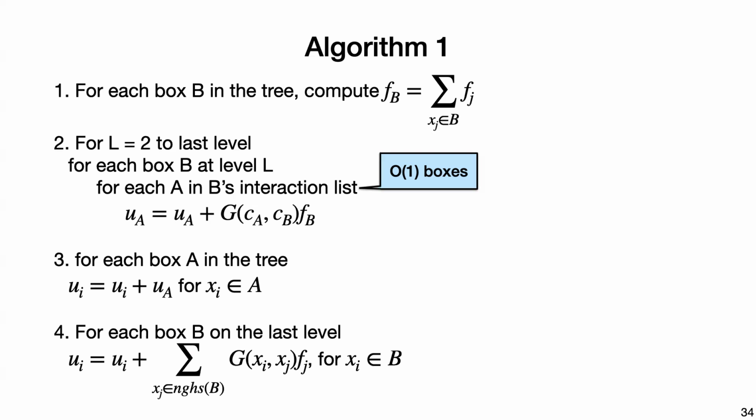Finally, the next step, we have computed this. So this U sub A is just the effects on box A from box B for every pair of boxes, and then you add them onto the individual points. And then the last step is at the leaves, you do this direct interaction for all the things that were neighboring you that you could not do the far approximation on.